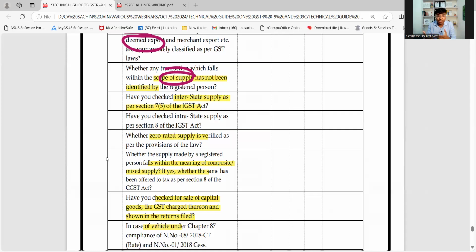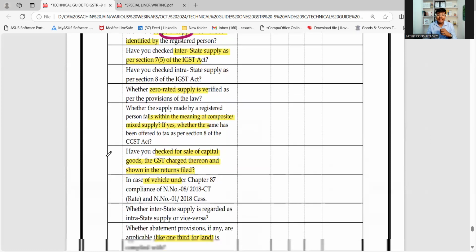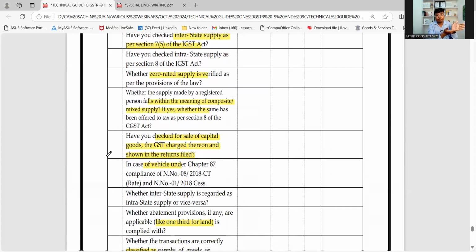In case of export of goods, the same has been reconciled or cross verified from the ICEGATE website or not. In case of export of services, the same has been re-verified from the FIRC or not. Foreign inward remittance certificate which is received from the bank, or bank realization or reconciliation certificate or confirmation, we need to check. In case of capital goods, we need to check how the input tax credit has been claimed. In case of sale of vehicle, whether the GST has been charged on the margin money or not. In case of sale of capital goods, whether the reversal of input tax credit has been done or not.